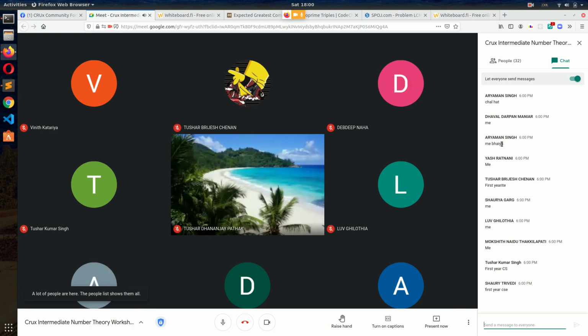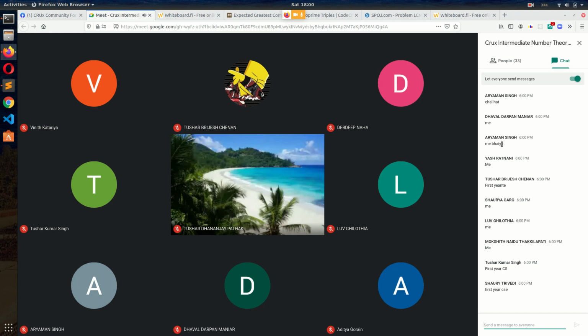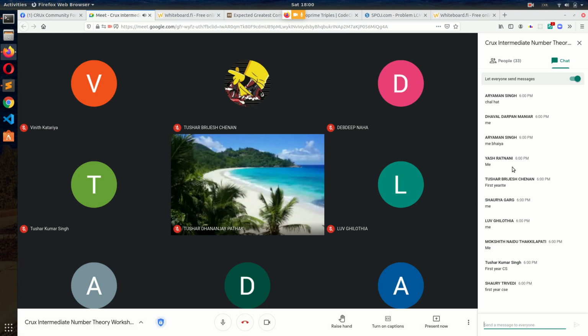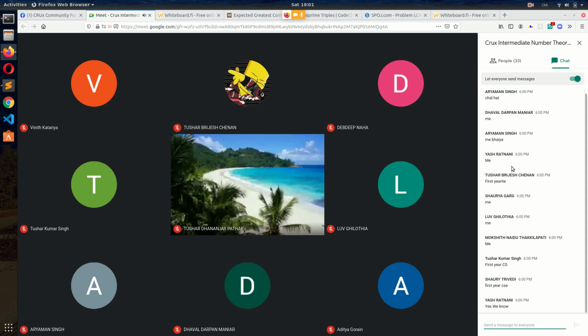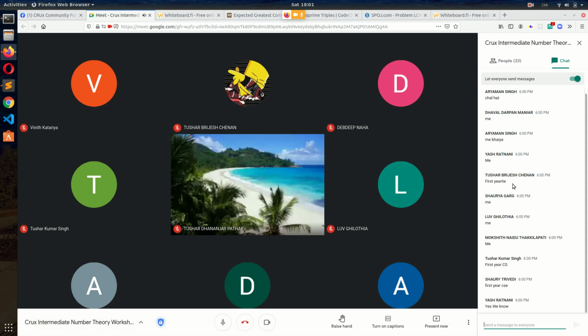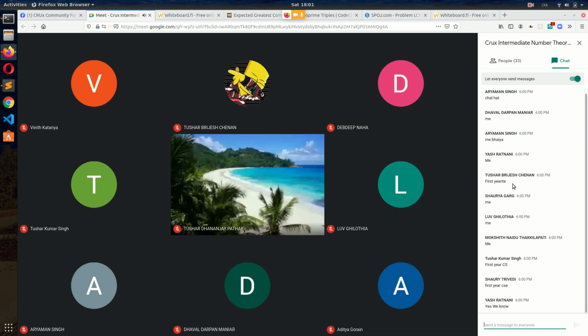I hope that you guys know that this is not a beginner number theory class. There is stuff to be done before this class. If you're studying number theory for the first time, this is not the class for you.